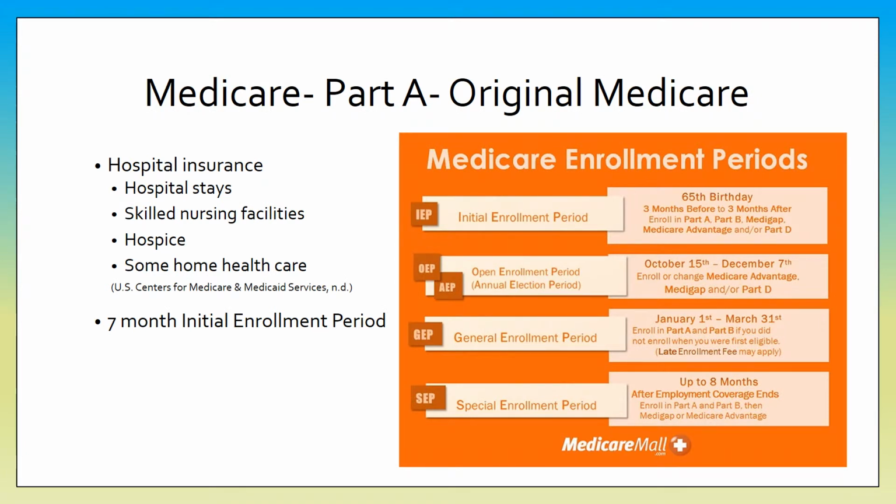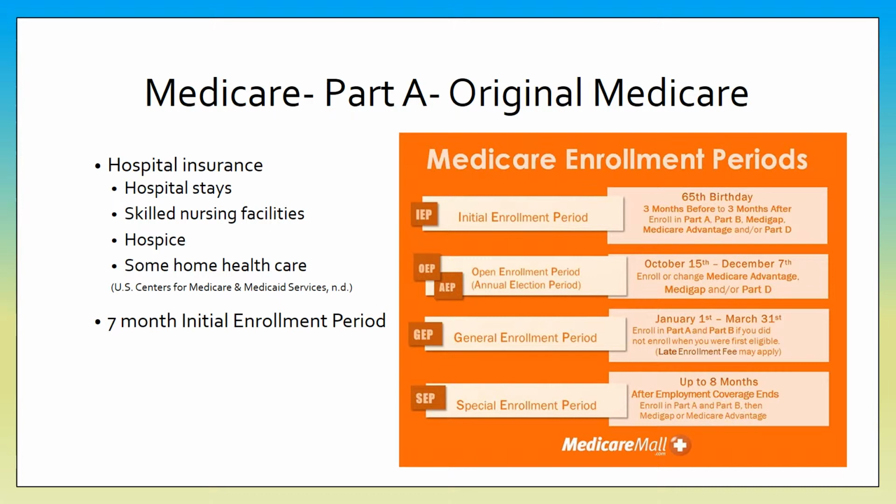Medicare Part A is one of the elements that is considered part of the original Medicare. Part A covers hospital stays, skilled nursing facilities or nursing homes, hospice care, and some home health care. The initial enrollment period, or IEP, is 7 months long and starts 3 months before the beneficiary's birth month, the birth month, and the 3 months after the birth month. There are other opportunities to enroll if the initial enrollment is missed.